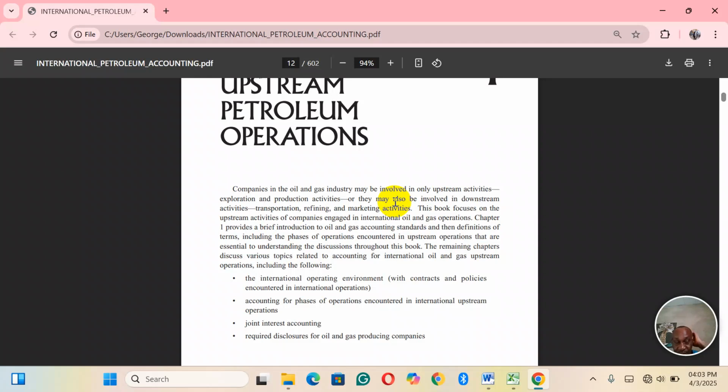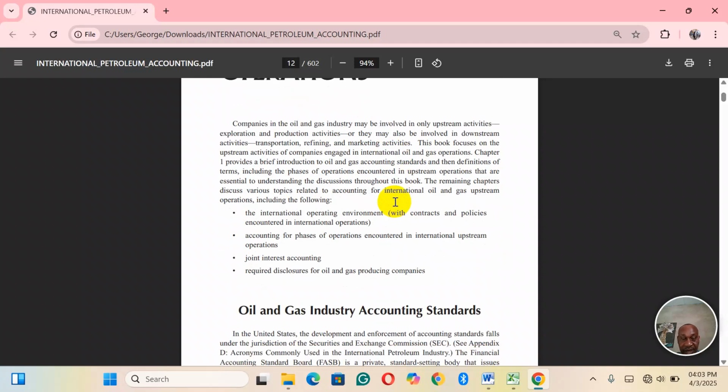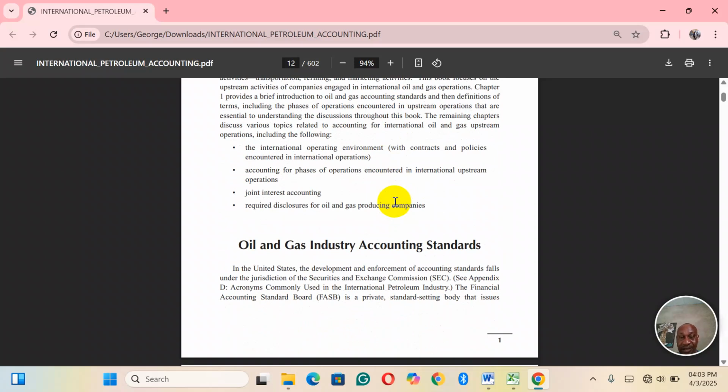These include the following: the international operating environment, with the contracts and policies encountered in international upstream; two, the accounting for the phases of operation encountered in international upstream operations; and the joint interest accounting and required disclosure for oil and gas producing companies.